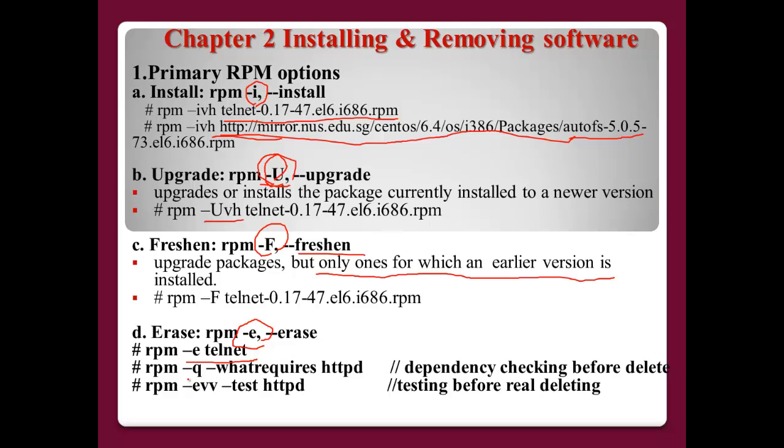And the other options: rpm -q --whatrequires, for example, httpd is the name of the package. In this case, we can check the dependencies before deleting. Before deleting, we can check what kind of packages are related to this package. And rpm -e --test httpd. In this case, before we install or delete some package, we can test whether this will be successful or not.